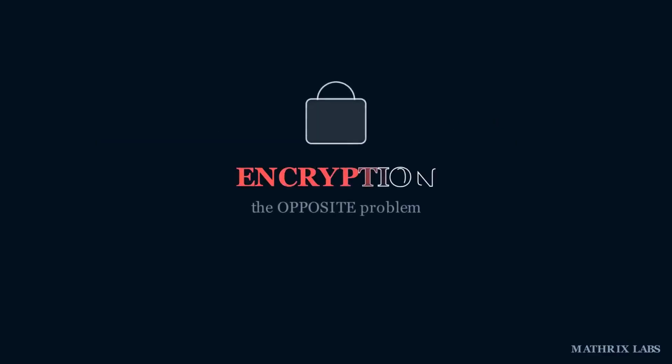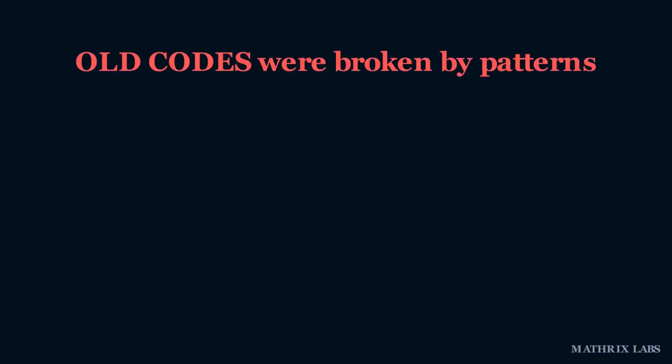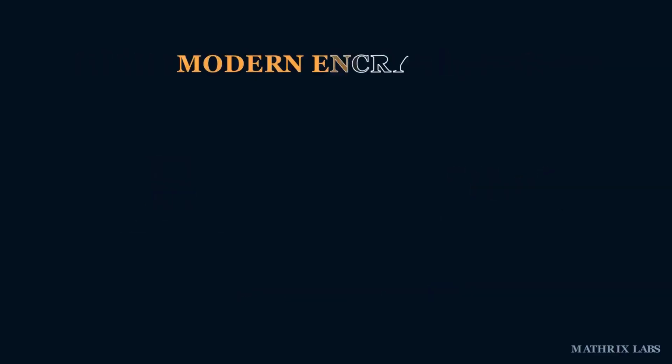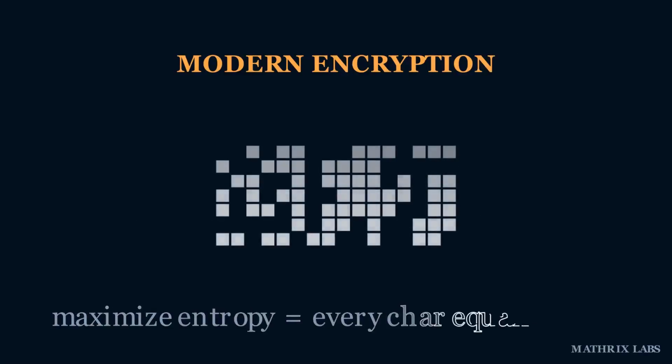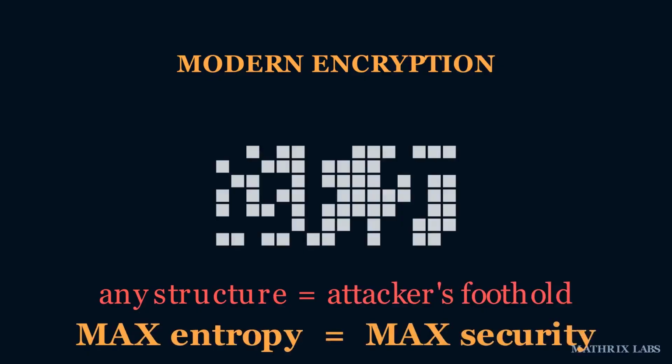Encryption is the opposite problem. You don't want predictable patterns, you want the message to look like pure noise. Old codes were broken because of exactly the patterns we just measured. E was the most common letter, the was the most common word. Codebreakers spotted those fingerprints and reverse-engineered the cipher. Modern encryption tries to maximize entropy, make every output character look equally likely. Because if there's any structure left, an attacker has a foothold. Maximum entropy means maximum security.